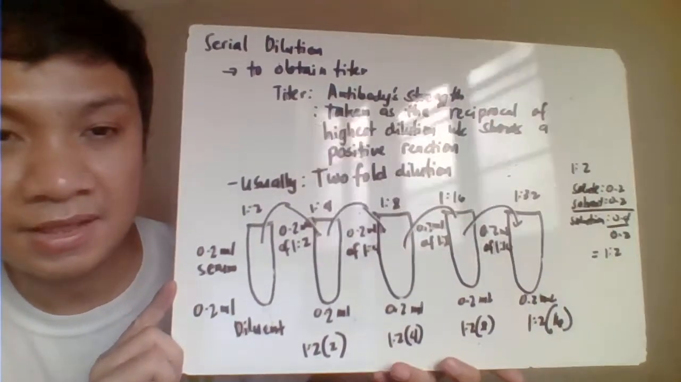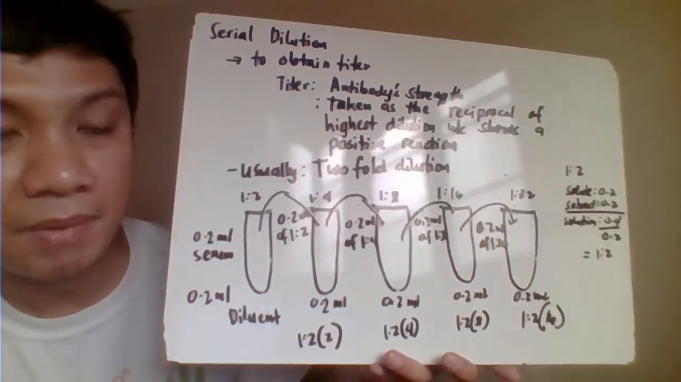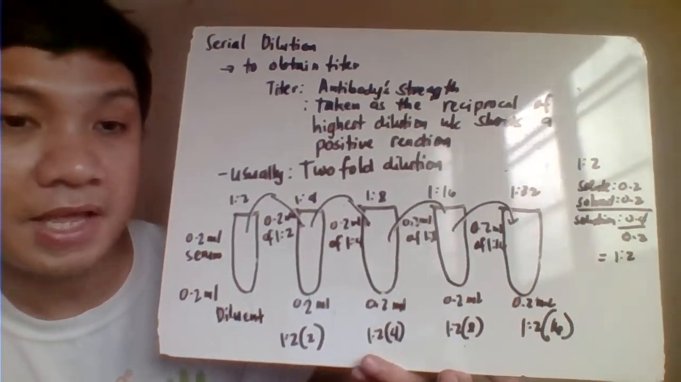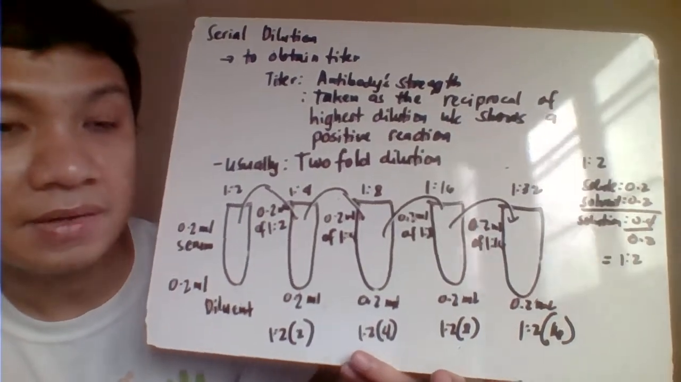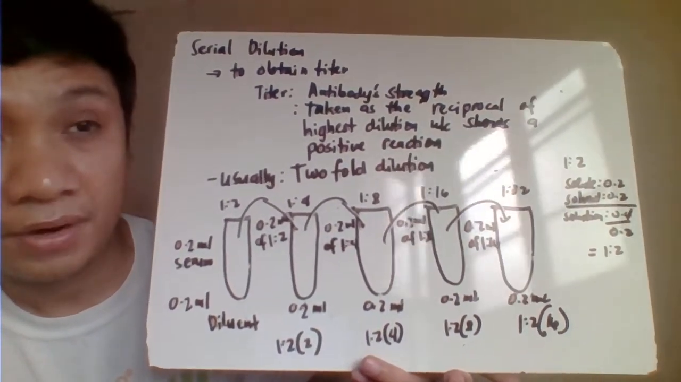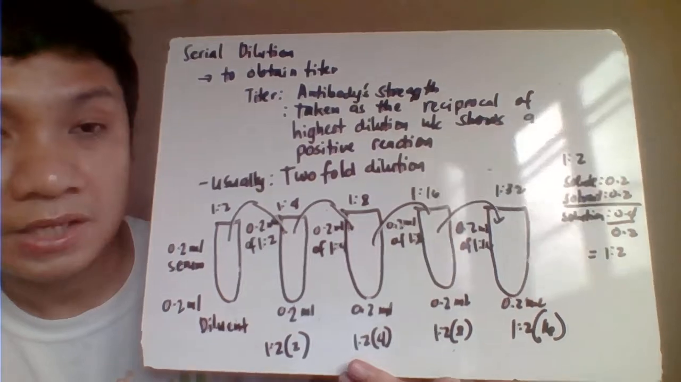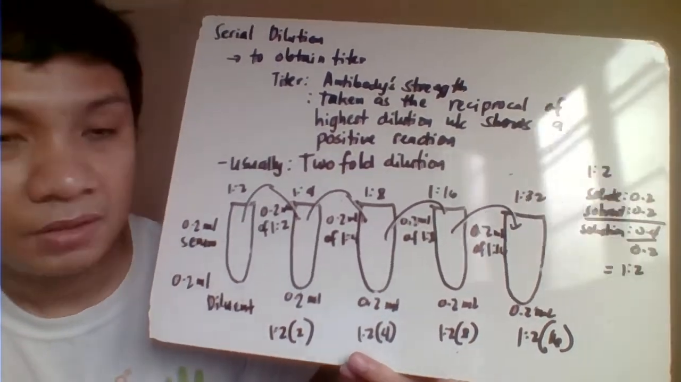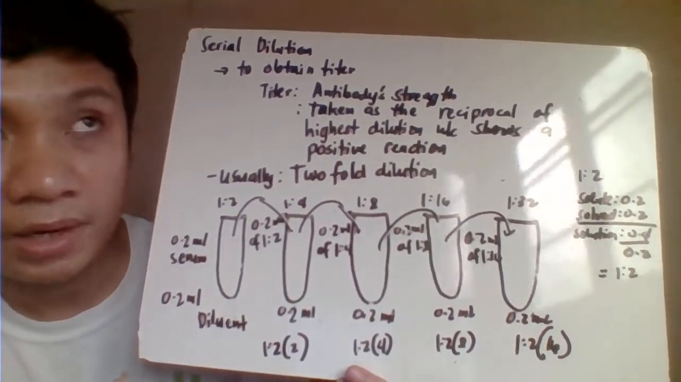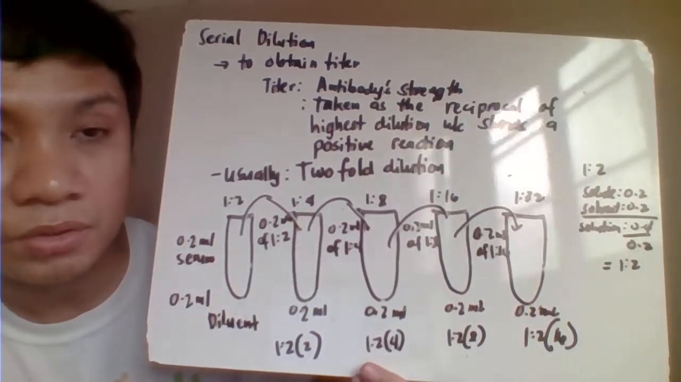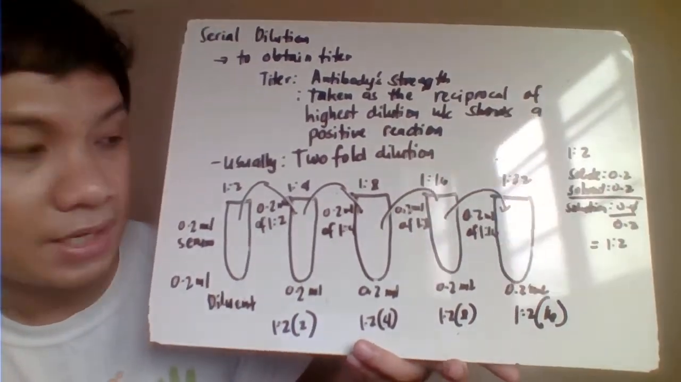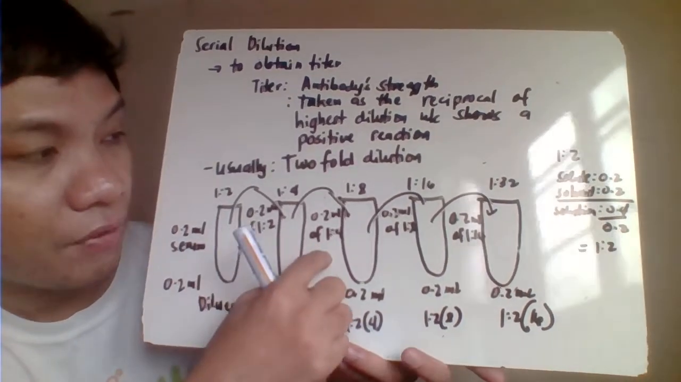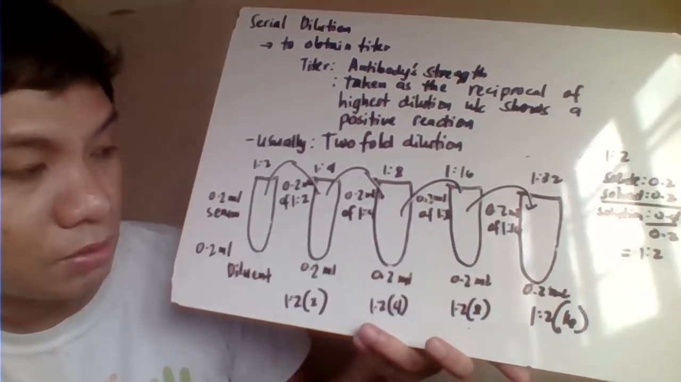Okay, so again, our serial dilution helps us to obtain our titer of the antibody, the strength of our antibody, taken as the reciprocal of your highest dilution that shows a positive reaction. Usually when we make a dilution, it is a twofold dilution. So like two-fold: 1:2, 1:4, 1:8, 1:16, 1:32.